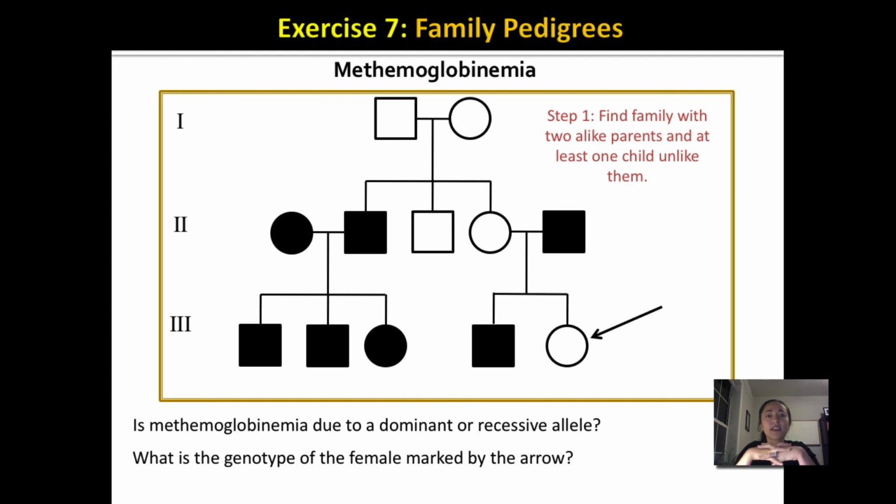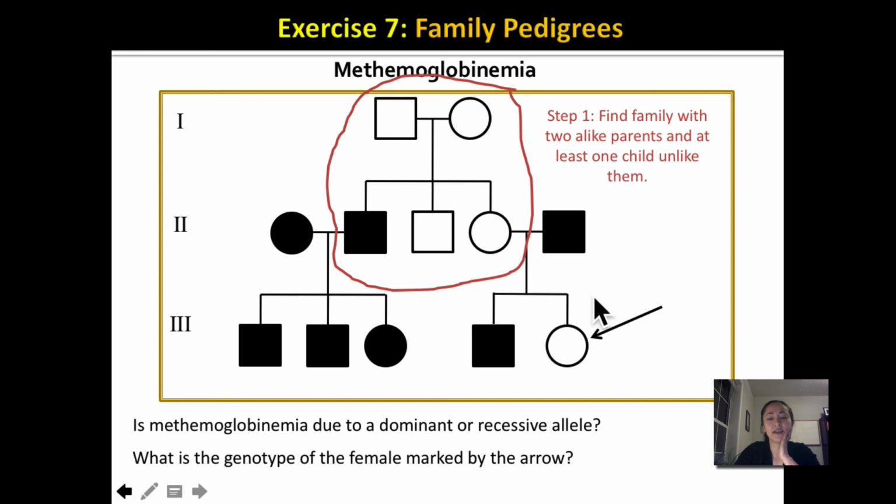Here we're looking at the inheritance of methemoglobinemia. And we want to know whether this is due to a dominant or recessive allele. So first, find the parents that look alike that have at least one child that's different than them. And here we can see that. Both parents have to be heterozygous for this to happen.